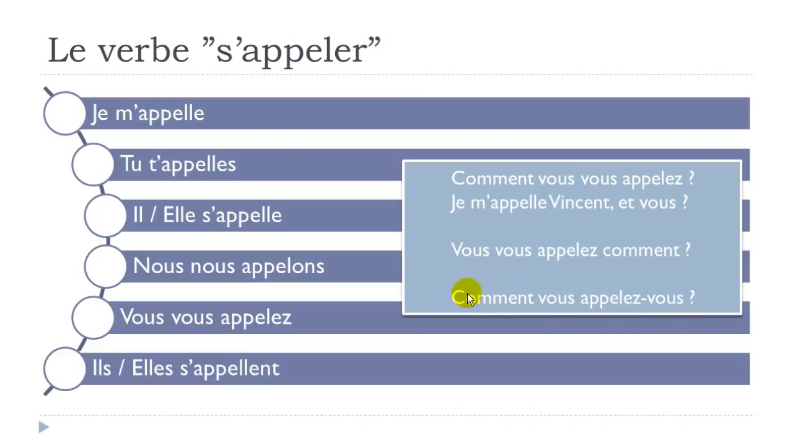And the last one is the more correct form. First you should start with comment, how, and then, as in many languages, you change a little bit the order of the structure of the sentence. Vous appelez vous. That's the real correct way to ask the name of someone. Comment vous appelez-vous? Alright, and then you raise your voice. So let's repeat them. Comment vous vous appelez? Vous vous appelez comment?